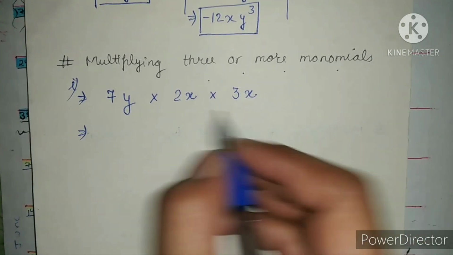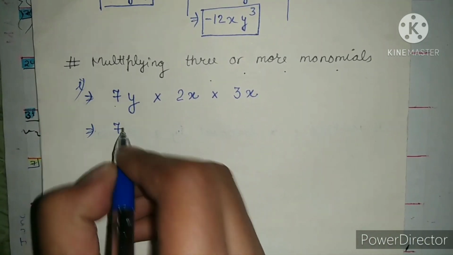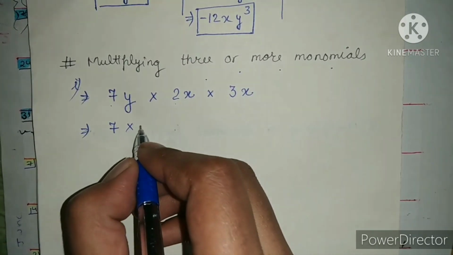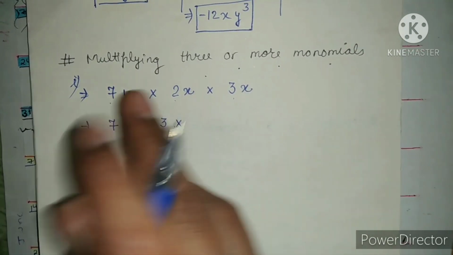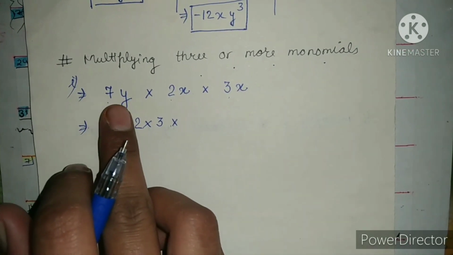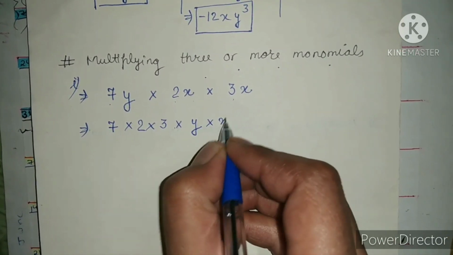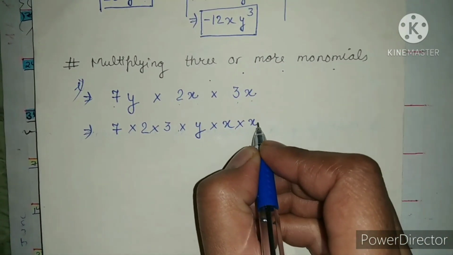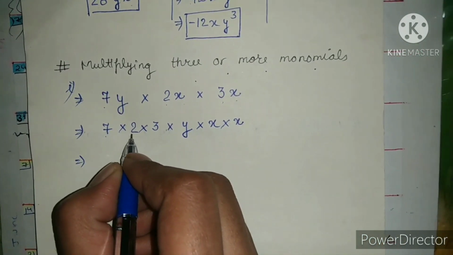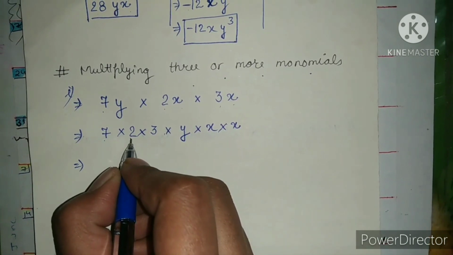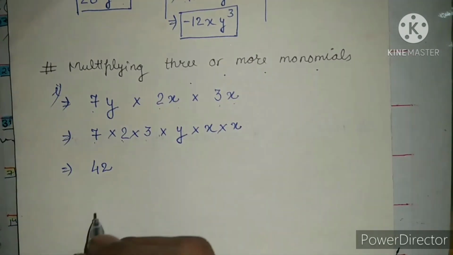Firstly we will take their numerical coefficients. The first has numerical coefficient 7, the second has 2, and the third has 3. Now in the first one, what is remaining? y. In the second one x, and in the last one x is remaining. Now you know 7 2s are 14, and 14 3s are 42. So 42 will come here.